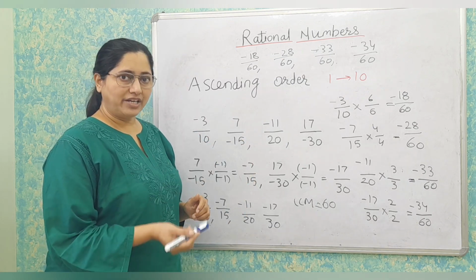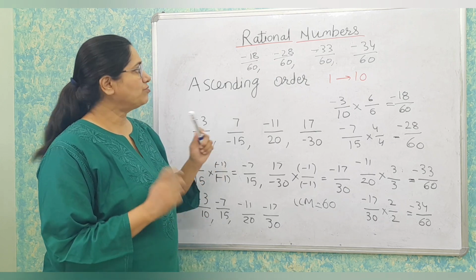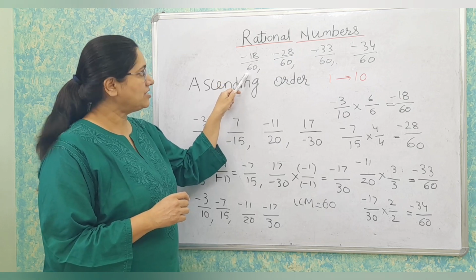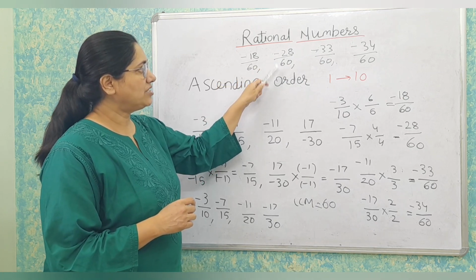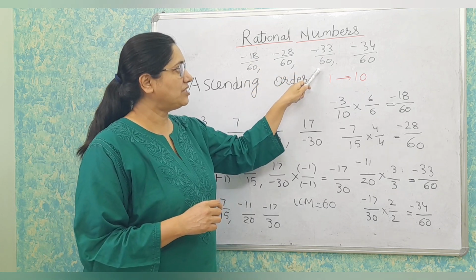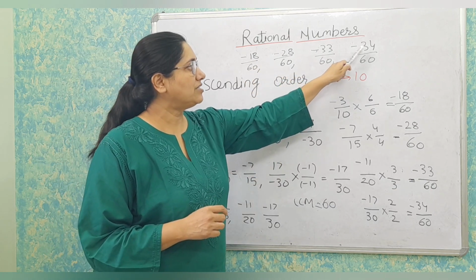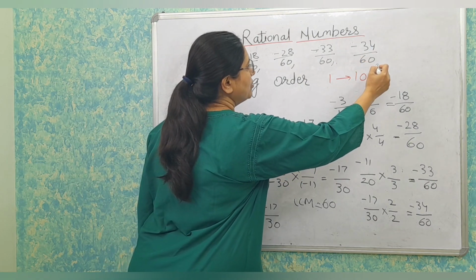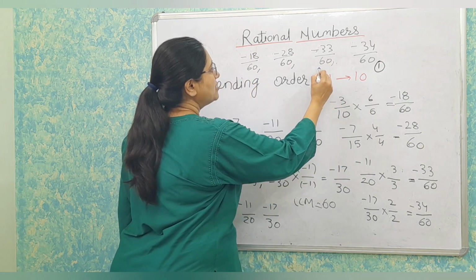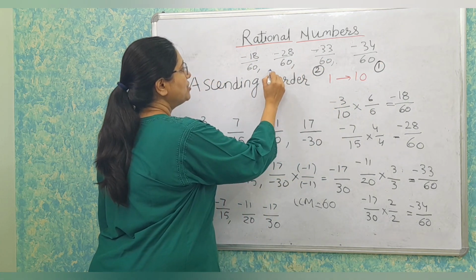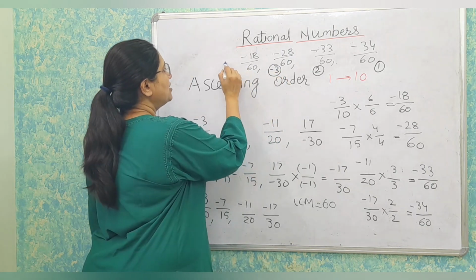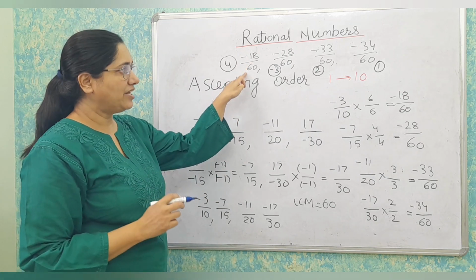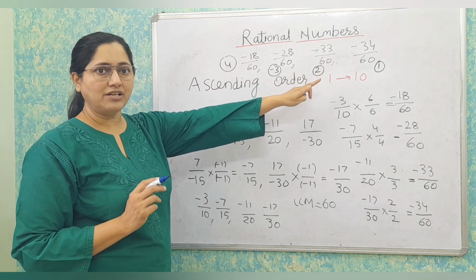But in case of negative rational numbers, the rational number with the smaller numerator is always greater. So minus 18 upon 60 is the greatest, then minus 28 upon 60, then minus 33 upon 60, and the smallest would be minus 34 upon 60. So first I will say minus 34 upon 60 is the smallest, then minus 33 upon 60, then minus 28 upon 60, and the last one minus 18 upon 60. So minus 18 upon 60 is the greatest and minus 34 upon 60 is the smallest.